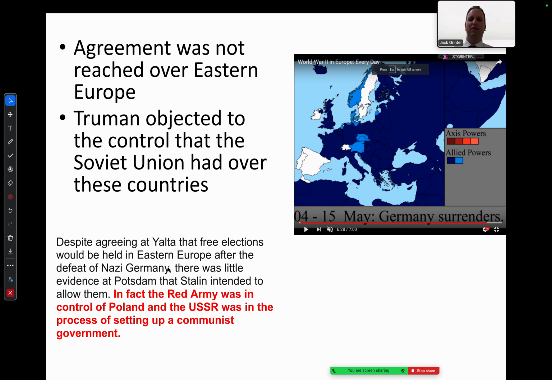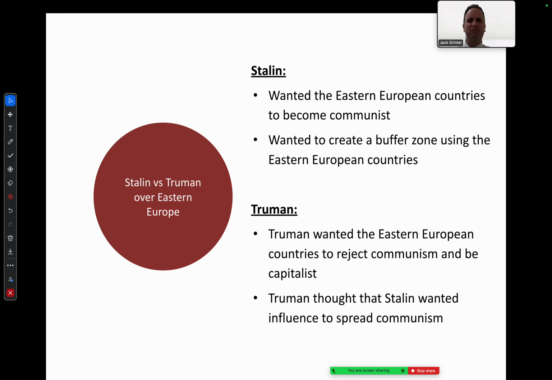At Yalta, the previous conference, it was agreed that free elections could be held in Eastern Europe. However, by the time of Potsdam, the Red Army, which is the Soviet Army, was still in control of Poland, and the Soviet Union was in the process of setting up a communist government. So Stalin is breaking the terms that they'd agreed over what would happen to the Eastern European countries at the Yalta conference. There's a little summary for each of the leaders of the USA and Soviet Union in terms of what they wanted to happen to Eastern Europe.